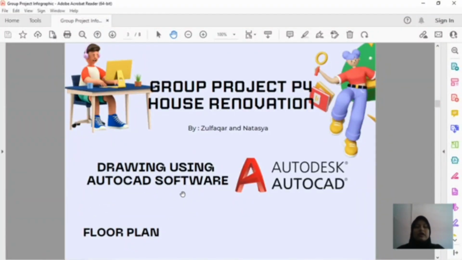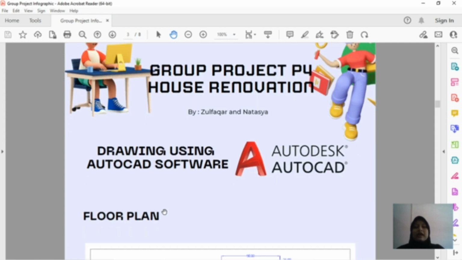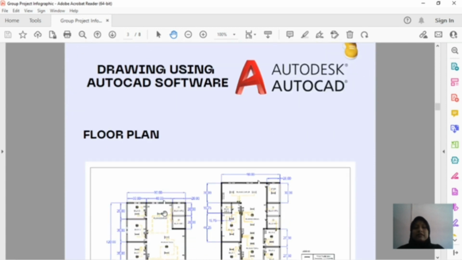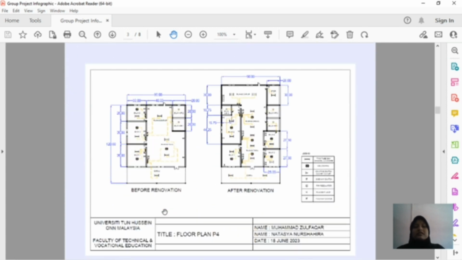So, for the next part is drawing using AutoCAD software. We choose AutoCAD to draw floor plan, schematic, and wiring. So first, we look at the floor plan of our project. So, this is our floor plan project with layer. It has two drawings, which is before renovation and after renovation.